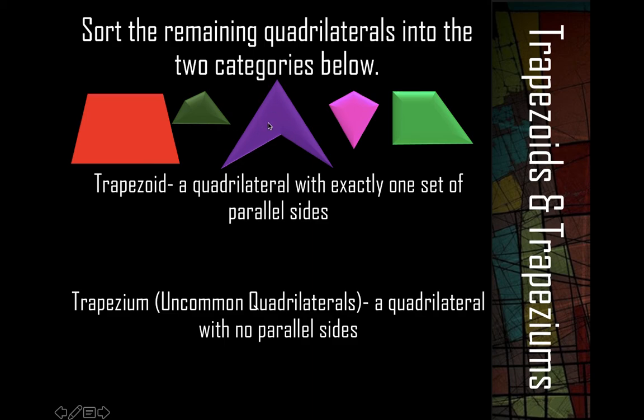This right here, no parallel sides, trapezium. Same thing with this one. No parallel sides. They're going to intersect at some point. Trapezium. And this last one right here, top and bottom are straight, meaning that they are parallel, so it is going to be a trapezoid.